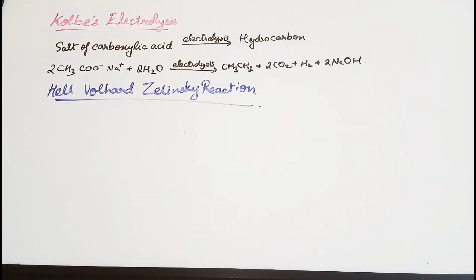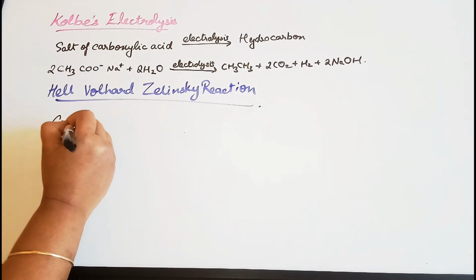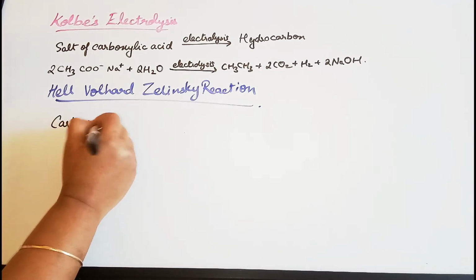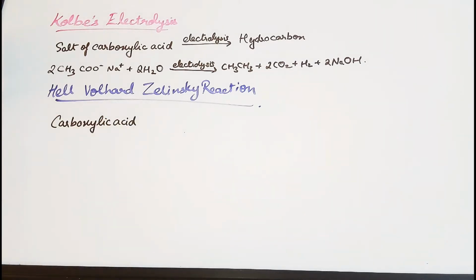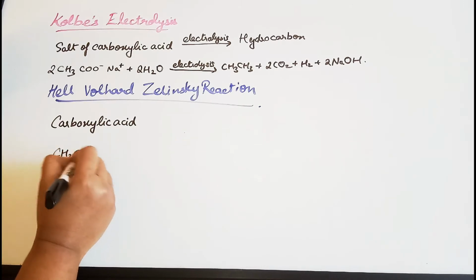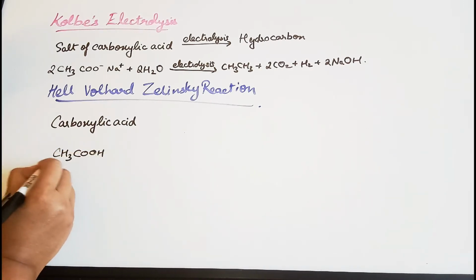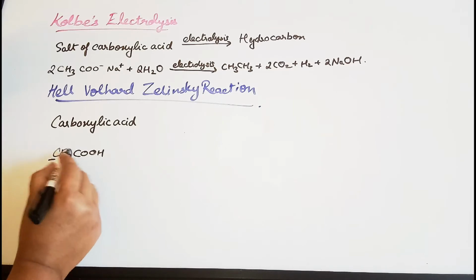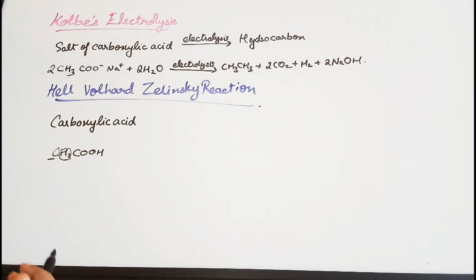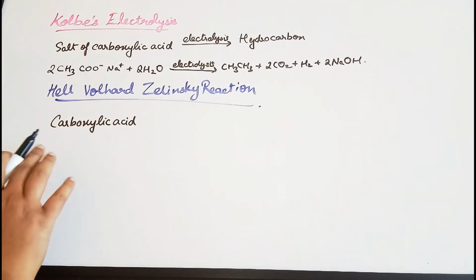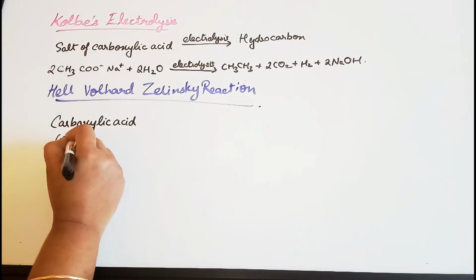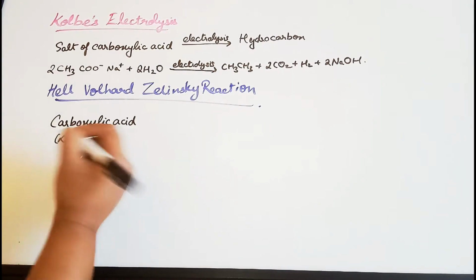So what happens over here? Here we are having a carboxylic acid with at least one alpha hydrogen. So the alpha hydrogen basically means, suppose you have CH3COOH. This carbon is the alpha carbon. So these hydrogens are alpha hydrogens. It's similar to what we learned for aldehydes and ketones. So carboxylic acid with at least one alpha hydrogen. So I'm just going to write alpha H.